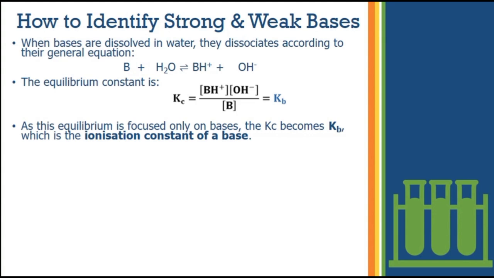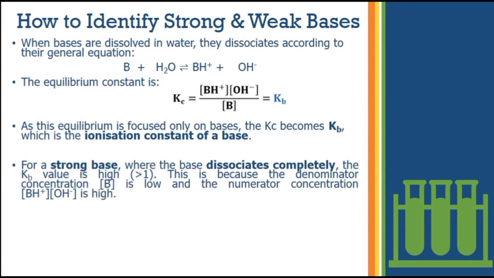So here are two new concepts that we've spoken about now. We just had in the previous slide the ionization constant of an acid, which is the Ka value, and now we've got the ionization constant of a base, which is the Kb value. And there we have it. So for a strong base, this is where bases dissociate completely.